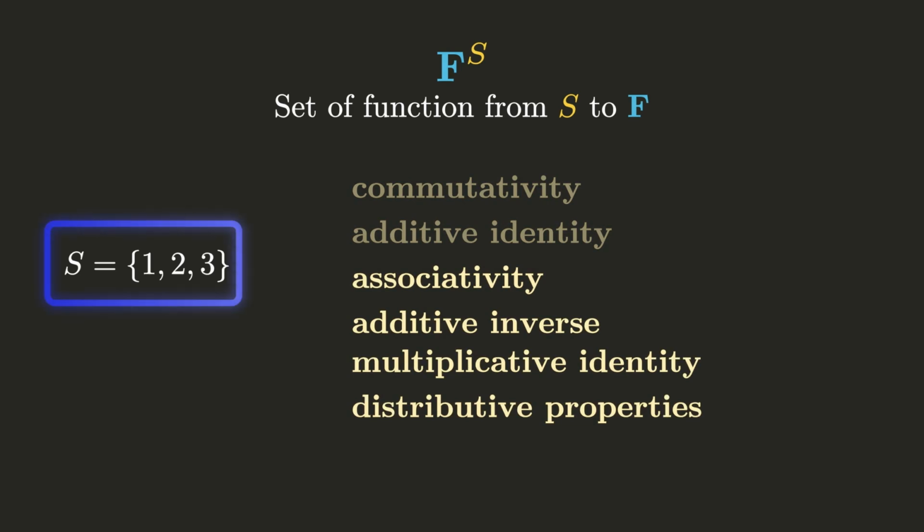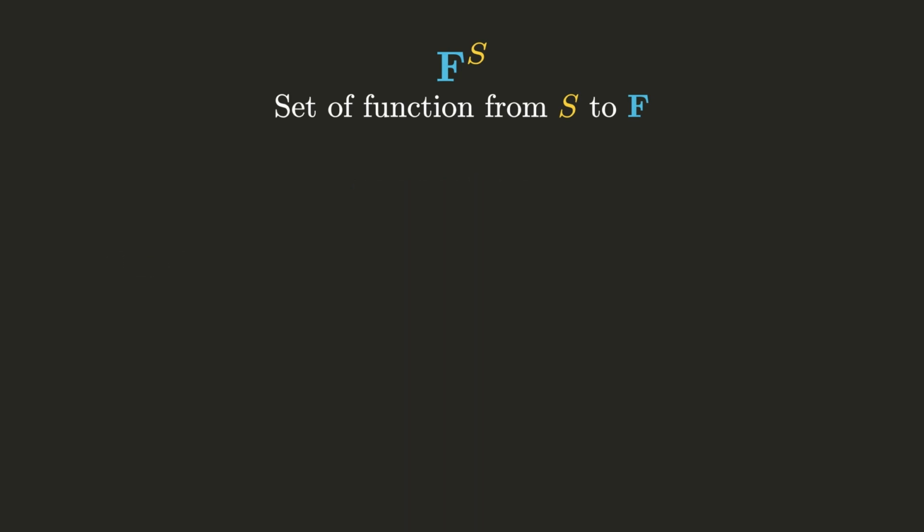Although what we just looked at is just a special case of S being the set containing 1, 2, 3. F to the S is a vector space whether S is the natural numbers, the real numbers, or any other set. So F to the S in general is a vector space.